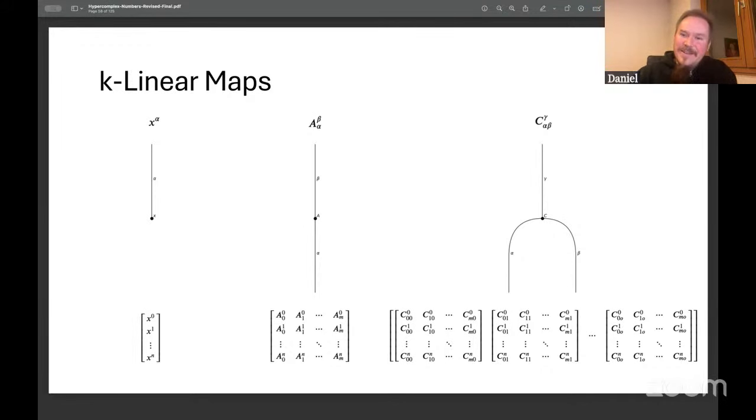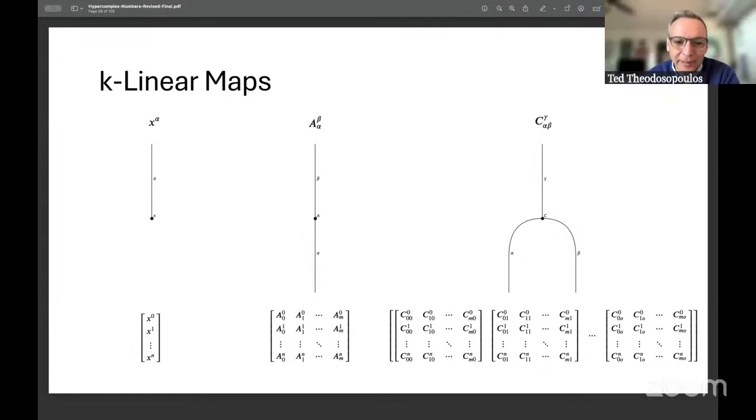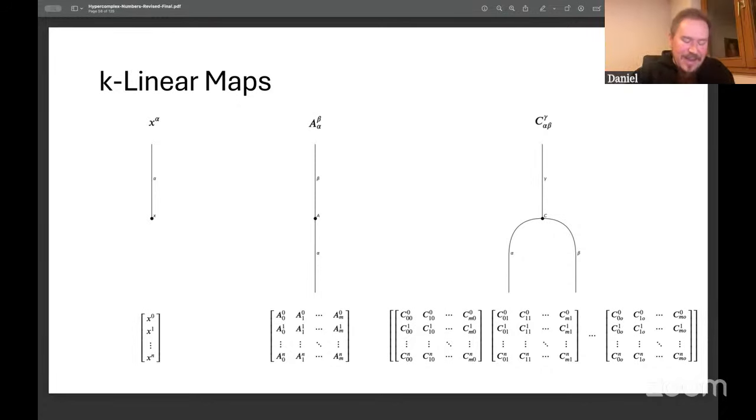Yep, Ted, go ahead. Quick question, or I mean, I think just clarification. The index that we use, or the label that we use next to the string, denotes the index of the input or the output. Is that right? Exactly. Yes. Thank you.